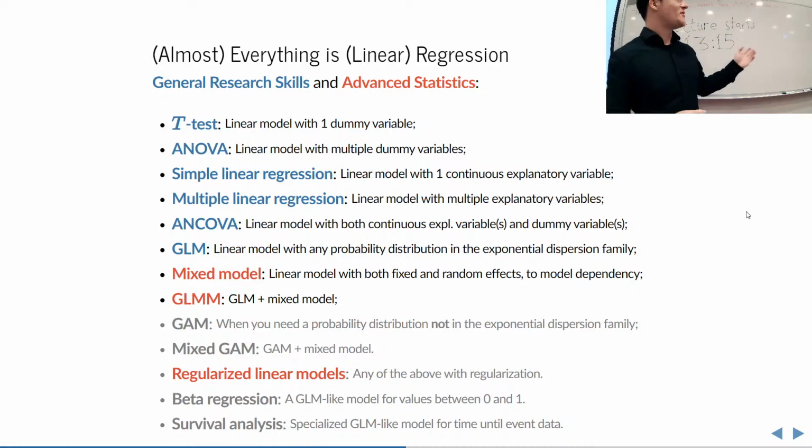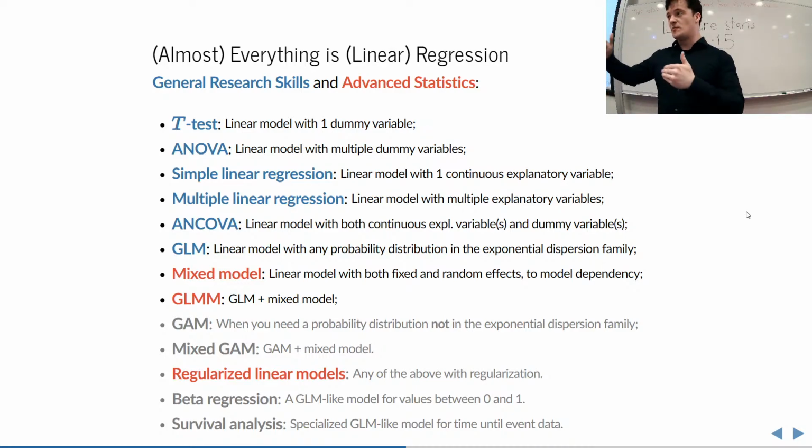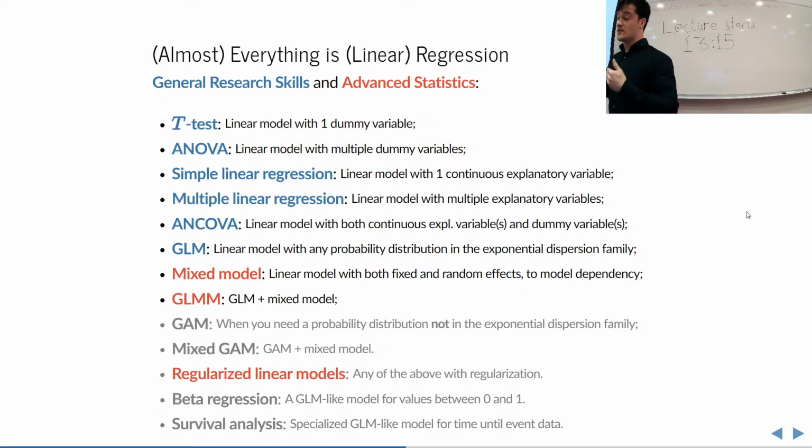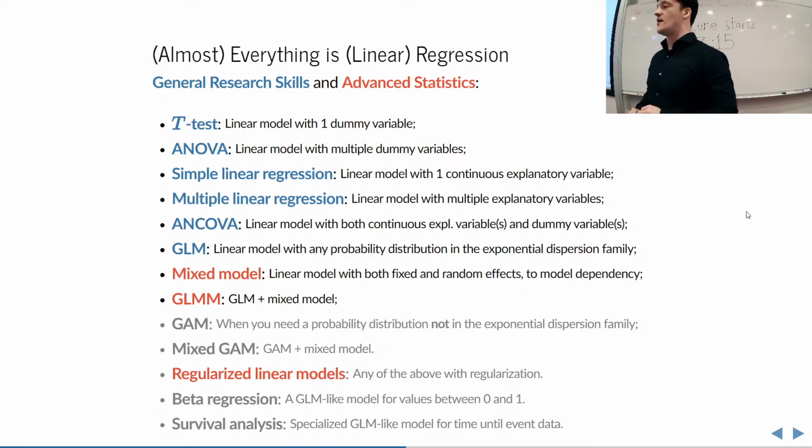Simple linear regression, of course linear, multiple linear regression, of course linear. ANCOVA is a linear model where you have both these dummy variables, so you have factorial or categorical explanatory effects, and you have continuous explanatory effects. And then GLM, that is where we ended with the general research skills course, and that's also the last regression subject within the basic statistics for master students course.